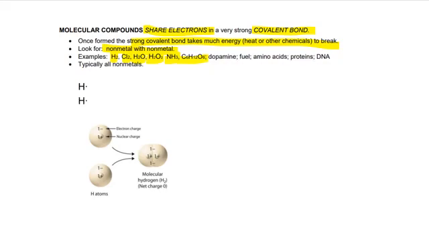Now, looking at H2. So going back to my dot diagrams, I have one electron on each, but we know that hydrogen is 1s1. Well, everybody wants to be like the noble gas. It really wants to be 1s2. It wants to be like helium, and helium has 2 electrons. So one hydrogen's electron and another hydrogen's electron are going to share.